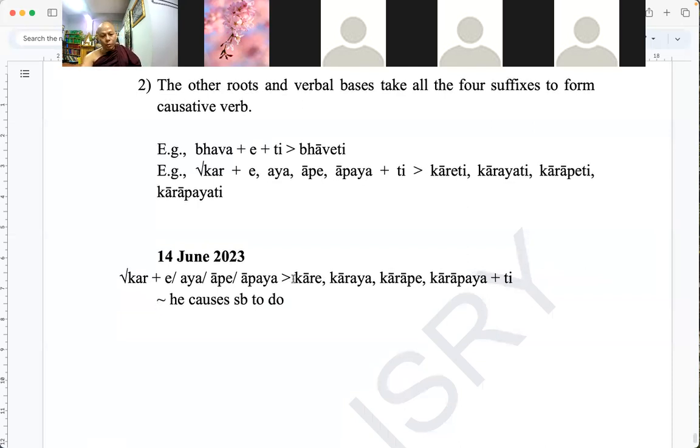So kareti also means he causes somebody to do. Karayati also, he causes somebody to do. Karabeti, karabayati, the same meaning. Okay. The same meaning.